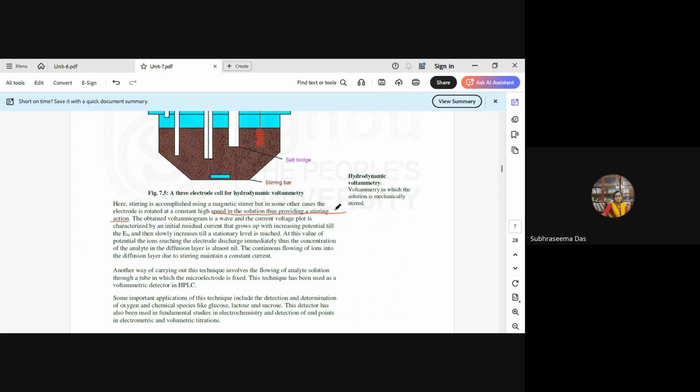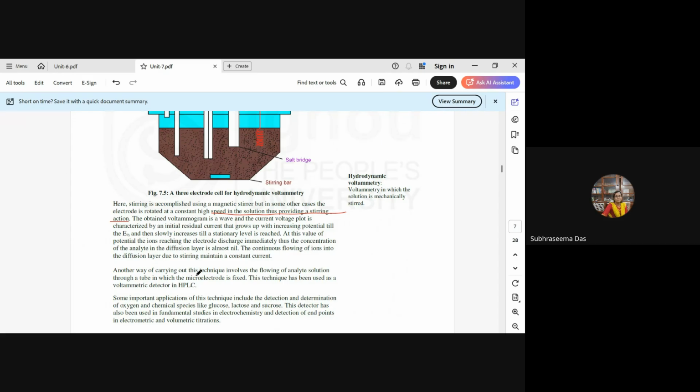So the obtained voltammogram is a wave, and the current-voltage plot is characterized by an initial residual current that grows with increasing potential till the E half, and then slowly increases till a stationary level is reached. At this value of potential, the ions reaching the electrode discharge immediately. Thus, the concentration of the analyte in the diffusion layer is almost nil.